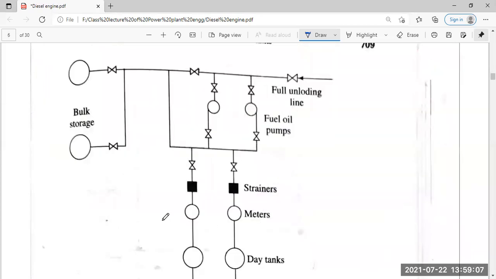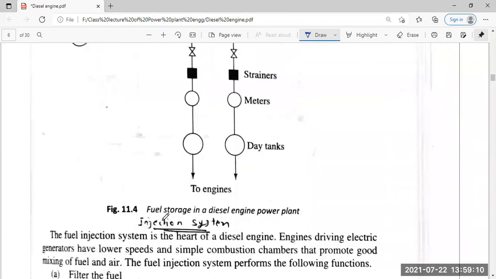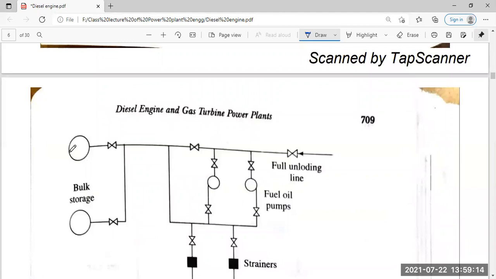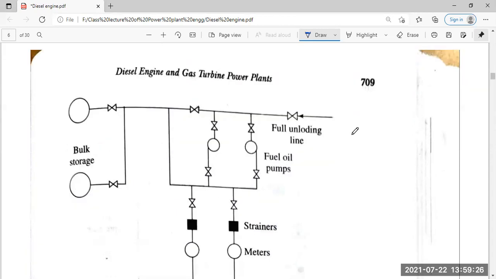So what is the fuel storage in a diesel engine plant? The bulk storage here. Fuel is brought from the train, or from the fuel tanker, or from the trucks carrying the fuel, and it is stored by pumping it here. Next, the fuel unloading line, the fuel pumps. It is brought here through these valves. They can be opened and closed as per the requirement. Here is also a valve, here is also a valve.